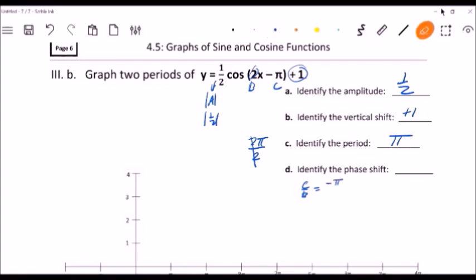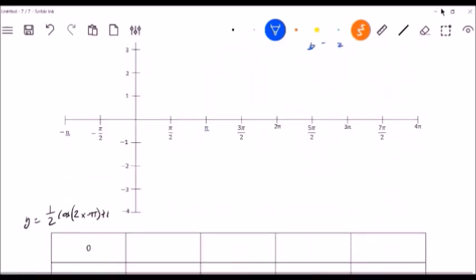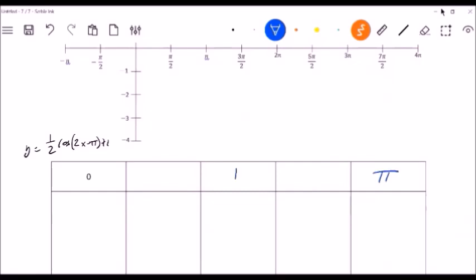And the phase shift will be C over B, which makes it negative pi. Oops, no, it's not negative. It's only if that was positive that they would make it negative. So we're doing C over B, and C is pi and B is 2, I keep forgetting that. So C over B is pi over 2. So it means it moves from its original spot by essentially half the unit circle. So here is the period. Let's come down here and put that, and half of that, and half of that, and 3/4 of it.